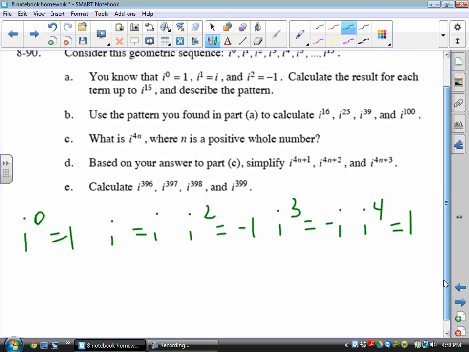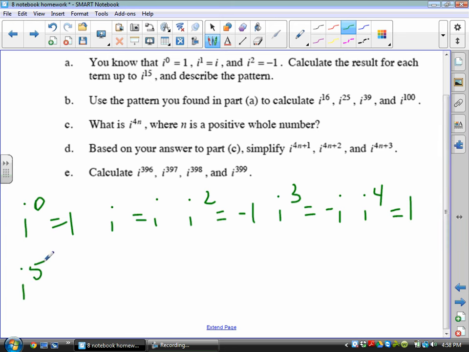Okay? So we're going to continue this down. I to the fifth could be i to the fourth times i, which is just an i, right? I to the sixth is i to the fifth times i to the first, so that's i squared, which is really worth negative 1. I to the seventh would be i to the sixth times i, which is negative 1 times i, so that's negative i. And i to the eighth is i to the seventh times i to the first, so negative i times i, negative i squared, which would be positive 1.